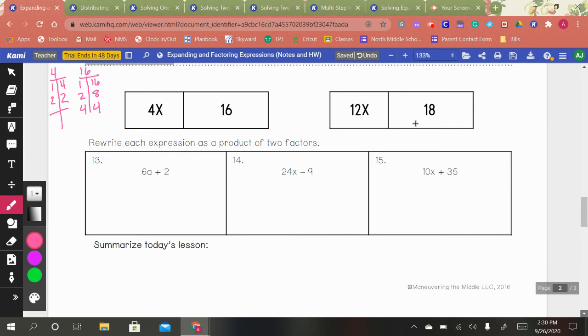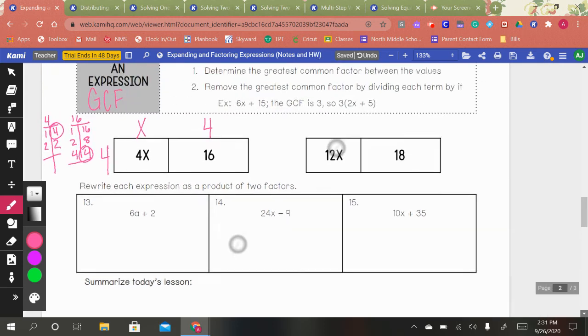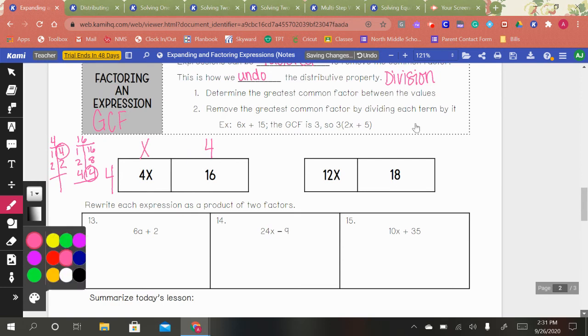So we need to find their greatest common factor. And in this case, their greatest common factor is going to be 4. So that is what we are factoring out. So when we factor out, we divide. 4x divided by 4 is x. 16 divided by 4 is 4. So we started here, 4x plus 16. Then we factored out a 4 and got x plus 4. Okay, so again, you were just undoing what we just got done doing, which was the distributive property.